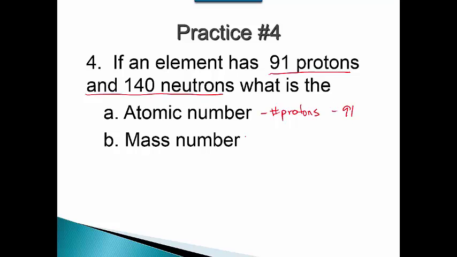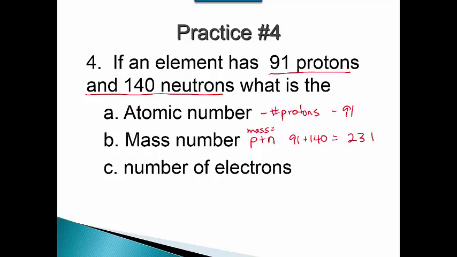The mass number is your protons and your neutrons together. Mass equals protons plus neutrons. So we have 91 protons. They tell us that we have 140 neutrons. So that means in this case we have 231 total as the mass number. Excuse me. Electrons, protons equal electrons. So since our protons are 91, we're going to have 91 for our electrons.